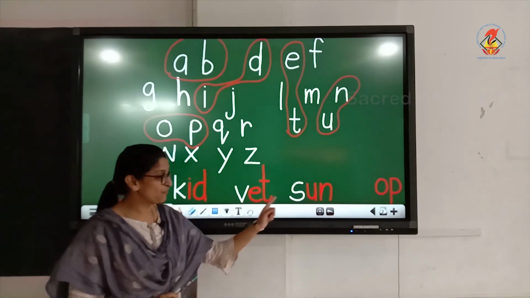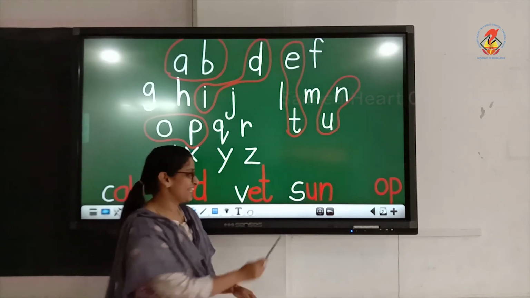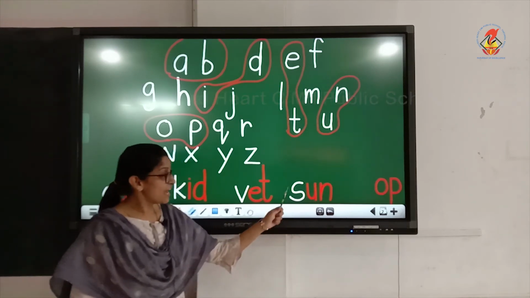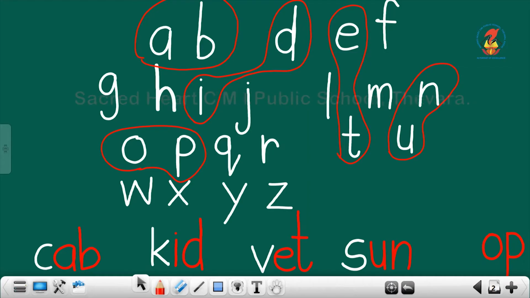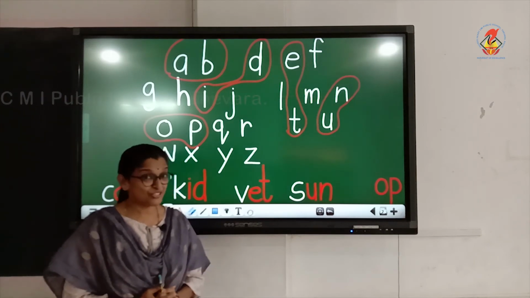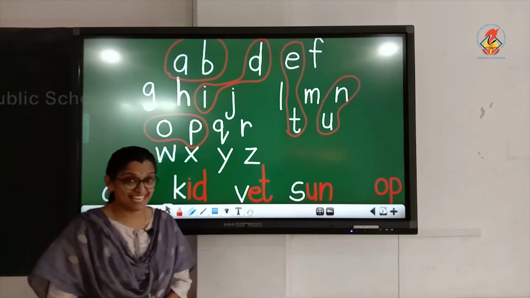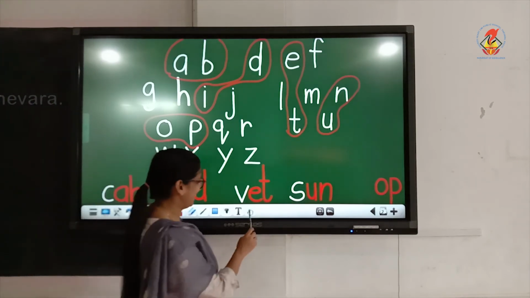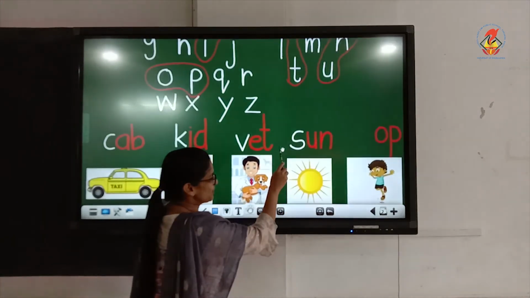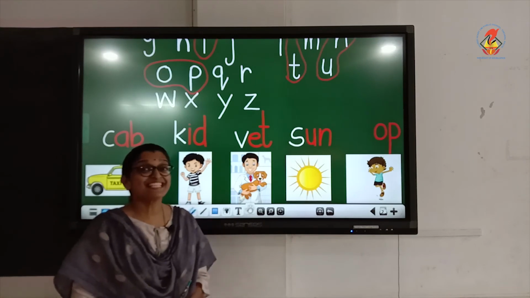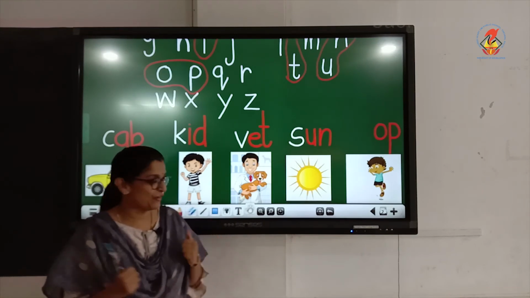Now children, let's find out what this group says. Un, sun. What does this group say? Sun. And children, you know what a sun is, right? Yes, the sun is what we see in the morning up in the sky. Yes, here is your sun. So, the un group said sun, and it's a meaningful word.